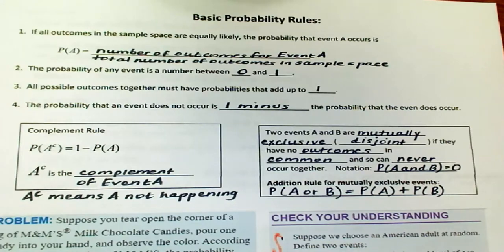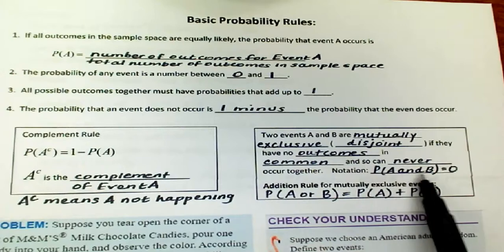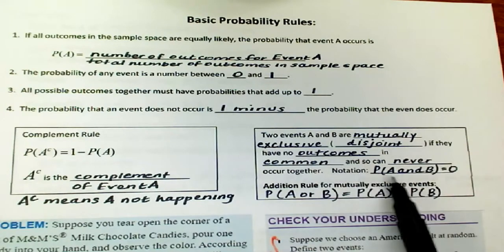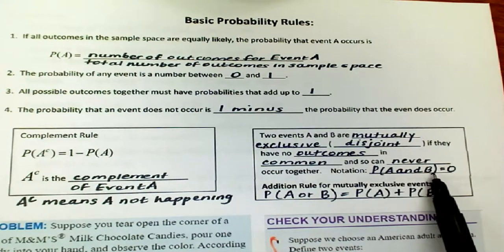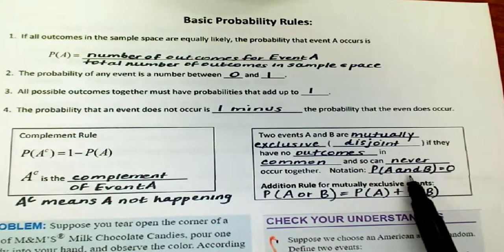An example would be if I asked a student at Glenver, hey, what year are you? There's no way they could be both a senior and a sophomore, for example. So those 2 events would be mutually exclusive. The notation, if I ask you, hey, what's the probability of A and B happening? you would say 0 if they're mutually exclusive. So what's the probability you're a senior and a sophomore? 0, okay? The probability that they both occur at the same time.